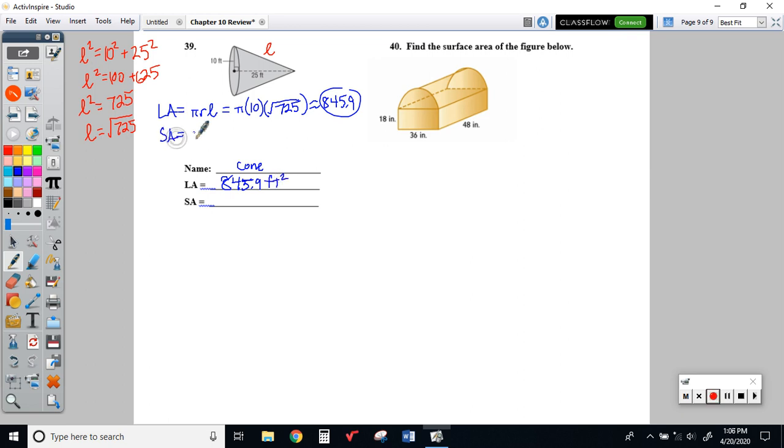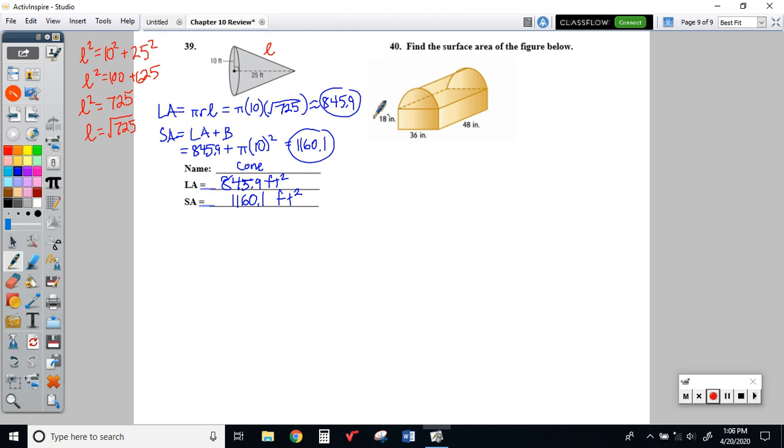And then surface area would be that lateral area plus the area of the base. So we could say 845.9 here. I would just keep that in the calculator, what you had before, and then add pi r squared to that. So add pi times 10 squared, or 100 pi, and you end up getting 1060.1 for your answer. So 1060.1 feet squared.